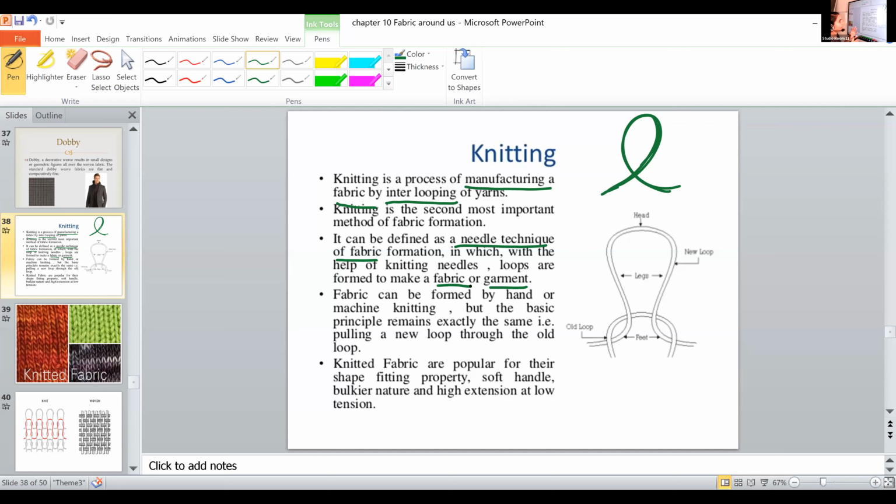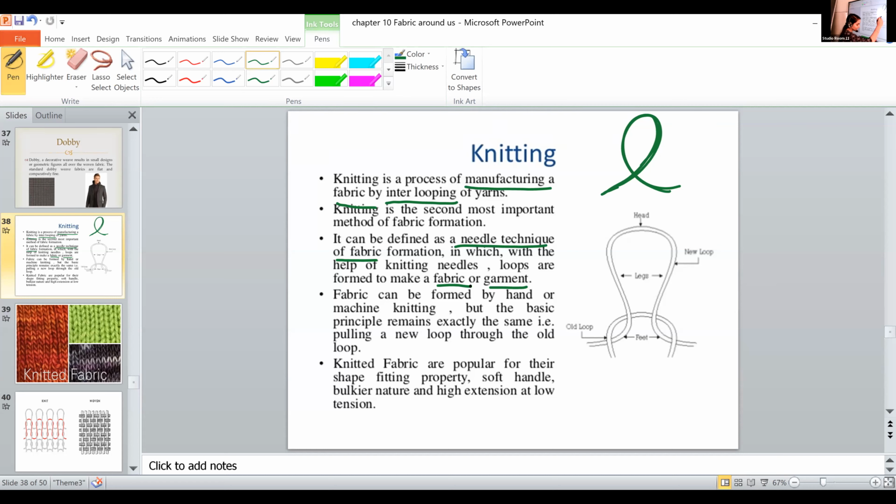Yarn means the twisting of the fibers. Fiber is a thin hair-like structure. These structures are twisted together to form the yarns. These yarns are used to form the fabrics by forming a series of loops.